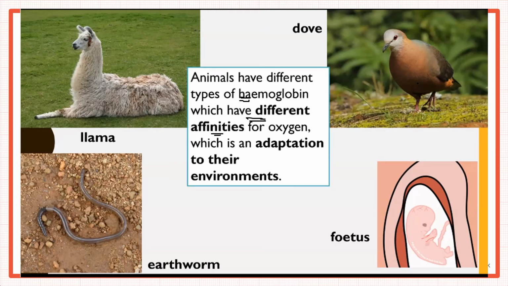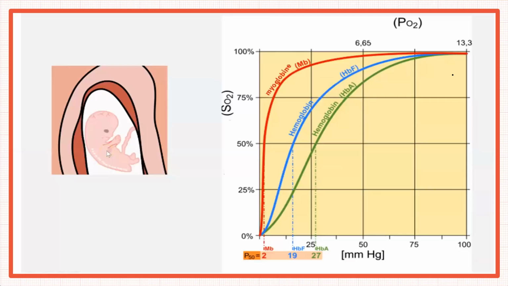Then if you look at the dove, the size is small, so definitely many metabolic activities are going on, and more carbon dioxide is being produced. So let's see how the curve will look. Here they have shown you the fetus, and we know it is actually getting oxygen by diffusion from the placenta. If you focus on the green and the blue curve, the green one is the adult hemoglobin.